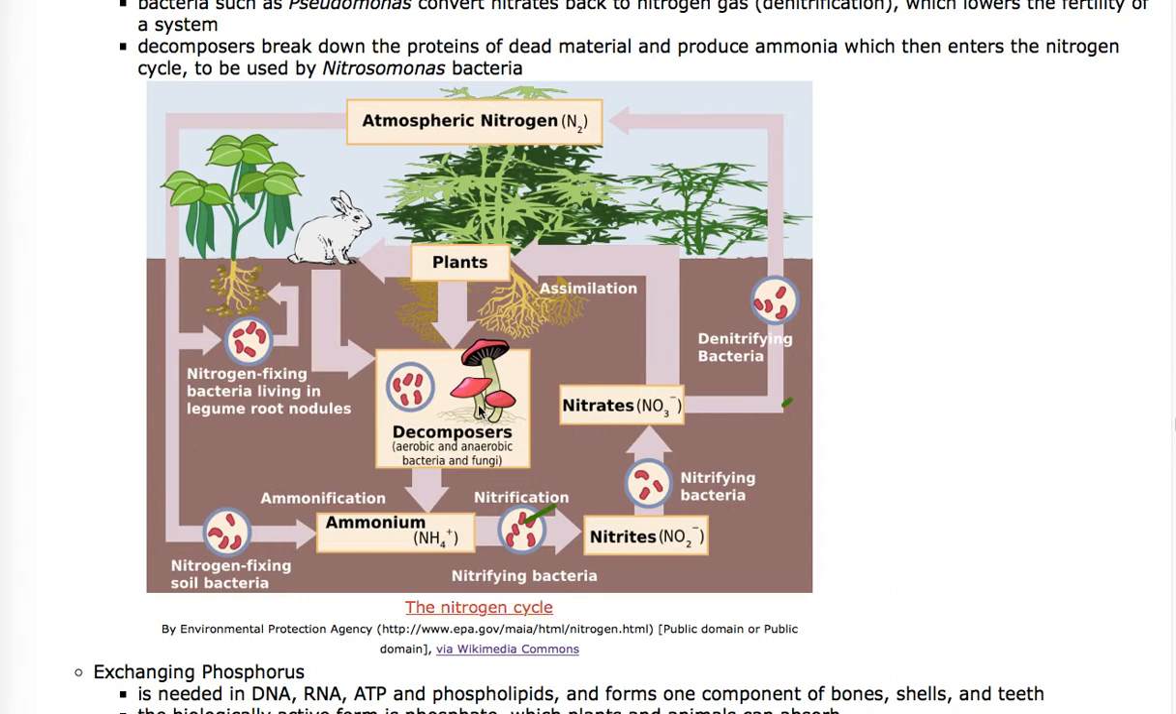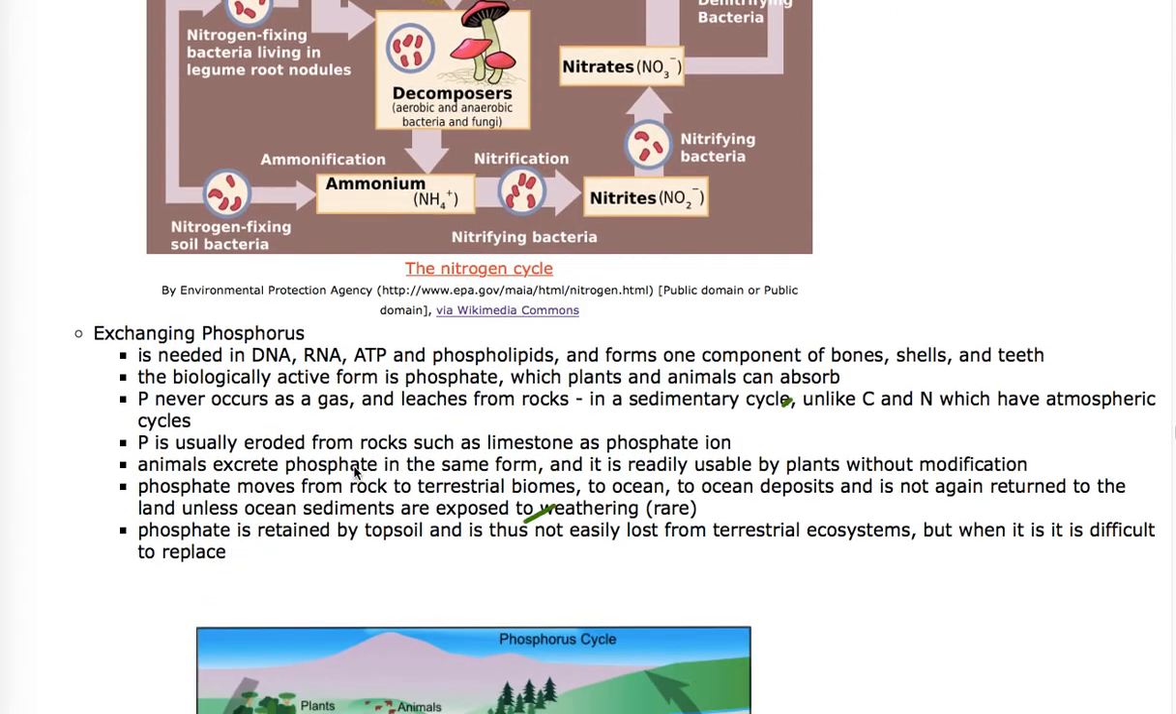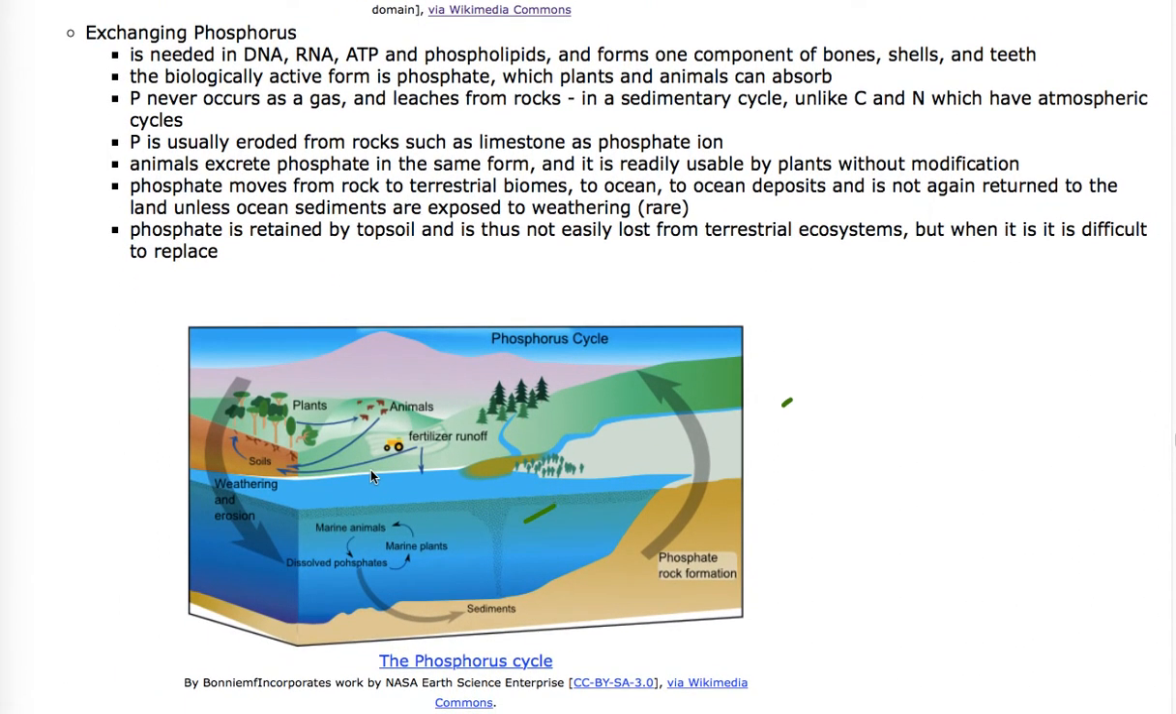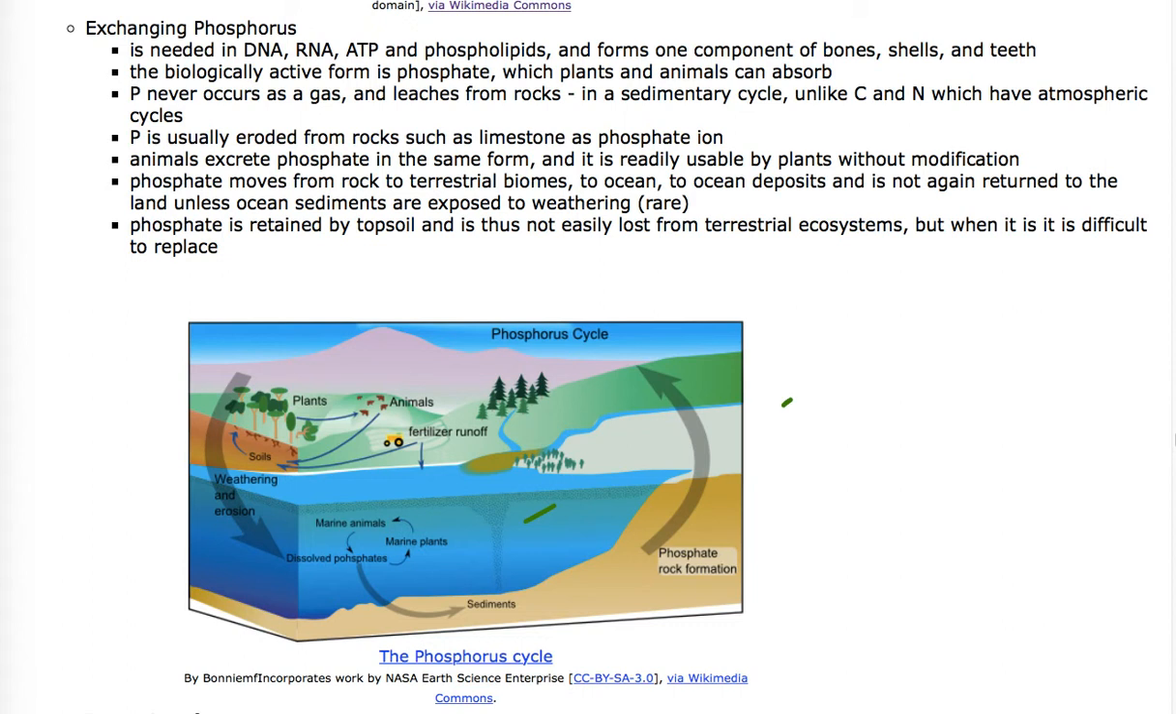Kind of sad. Now the last of the cycles to talk about is the phosphorus cycle. Unlike the last two cycles, which have gaseous components, the phosphorus cycle has no gaseous components. Phosphorus leaches out of rock and becomes available to plants and bacteria and algae so that they can in turn use it to make ATP and make DNA, which contains phosphates.